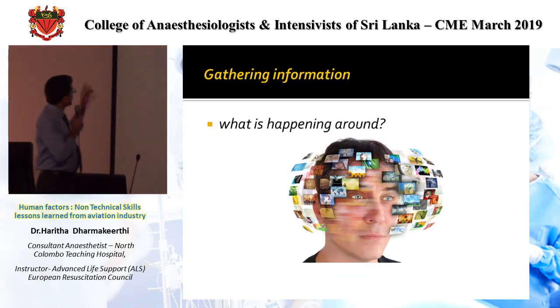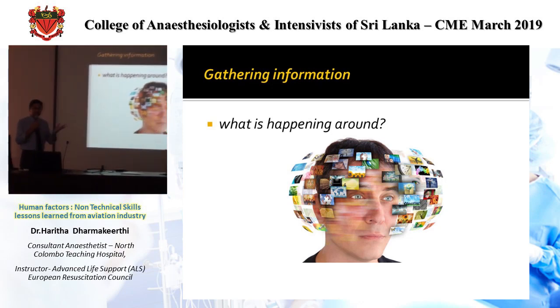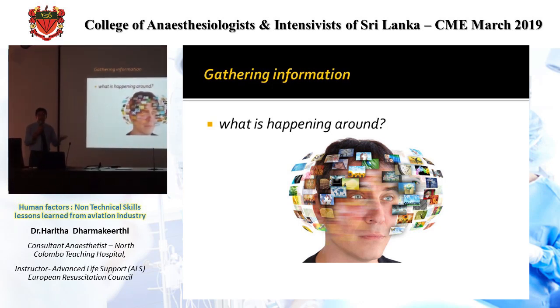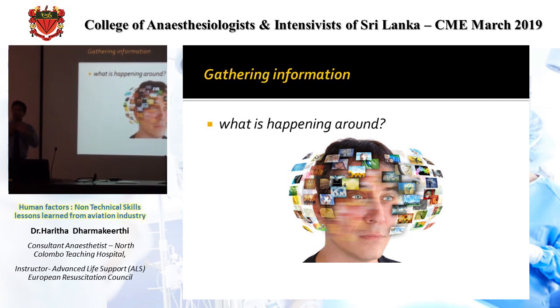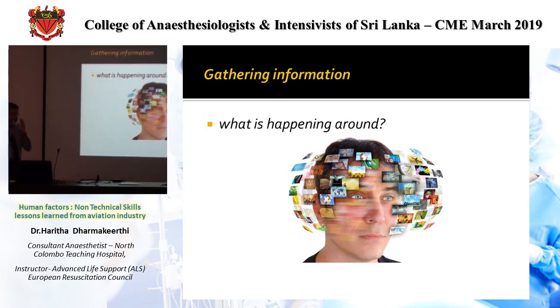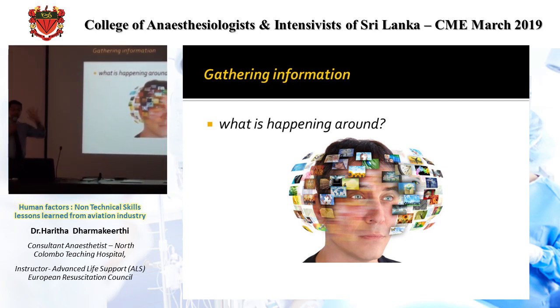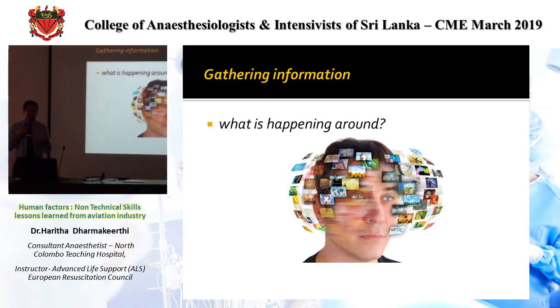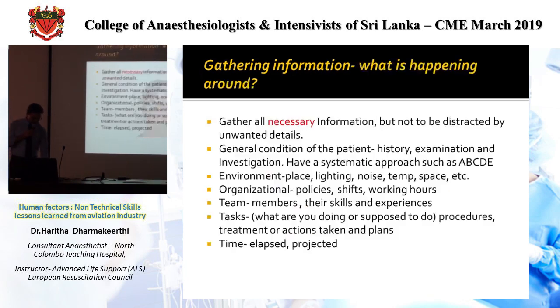So what is gathering information? Gathering information is actually what is happening around. But when you go to emergency situations, there is information which is important for you and which is not important for you. So you have to be very intelligent to differentiate the more important information to be gathered, because otherwise you will be misguided by the unnecessary information also. That you should keep in mind.